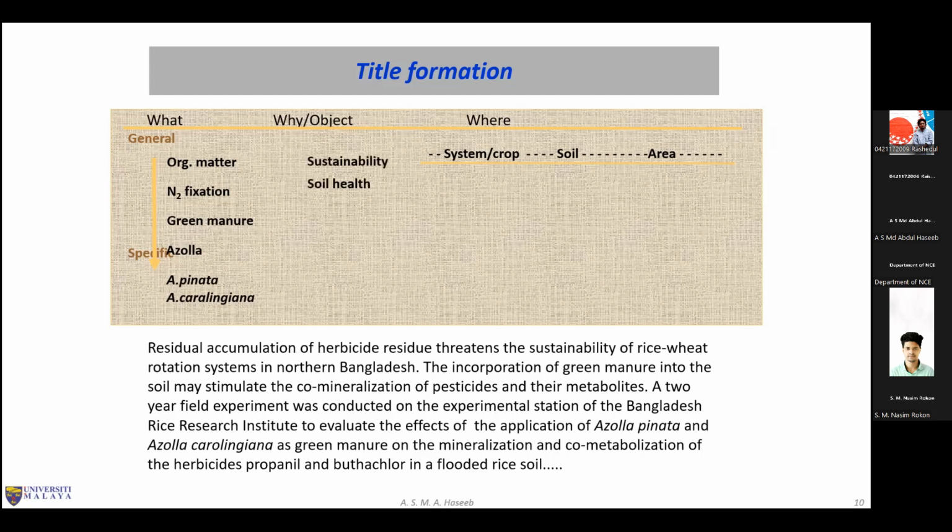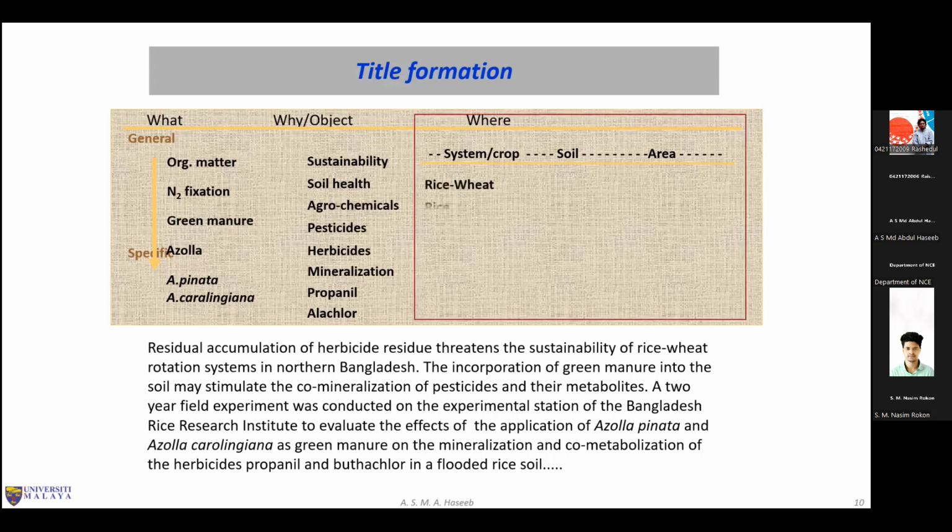We can write similar things under why. So the reason why this study is being done is to contribute to sustainability. And this is done through dealing with the soil health, through improving the soil health. And it involves agrochemicals like pesticides, herbicides, and these pesticides and herbicides need mineralization. And the specific types of pesticides and herbicides that are used are propanil and alachlor. Then we go to the next one.